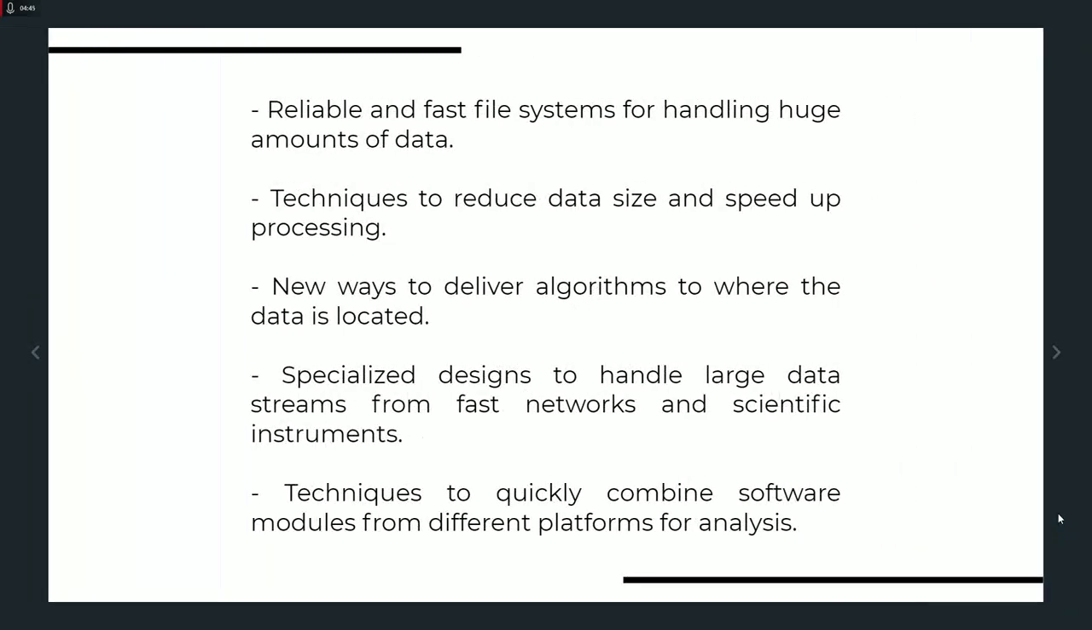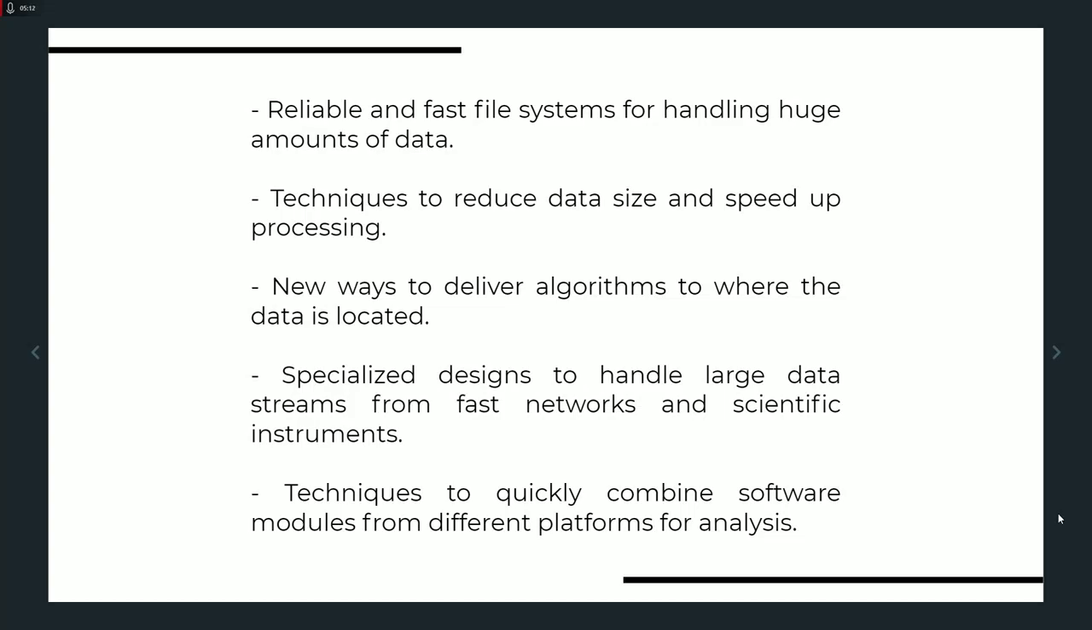File systems that store this data must be reliable and fast. There should be no loss of data, and the processing which the file system does should be very efficient and fast, because time is a very valuable asset, and data intensive computing requires a lot of time and energy. So the file system ideally should be able to do this process very fast.